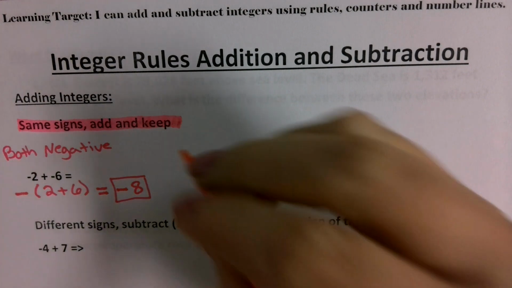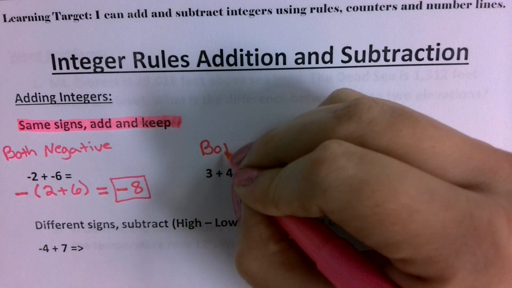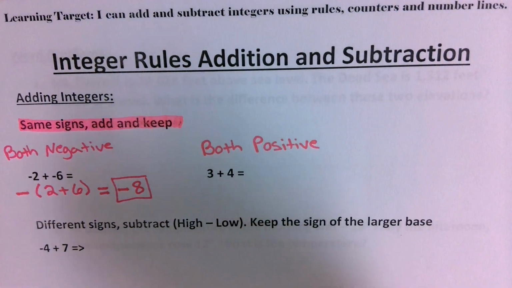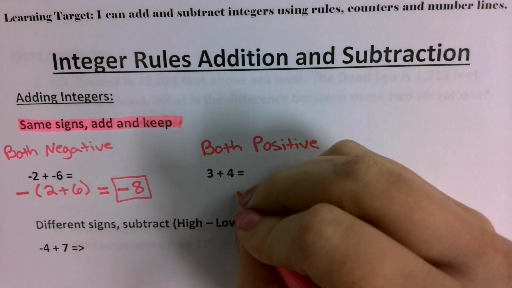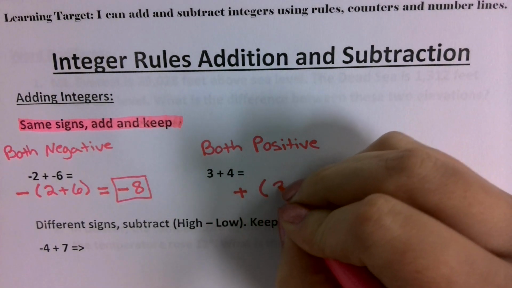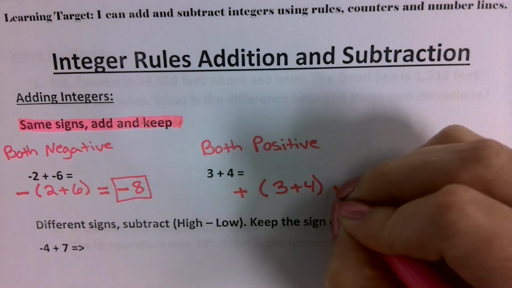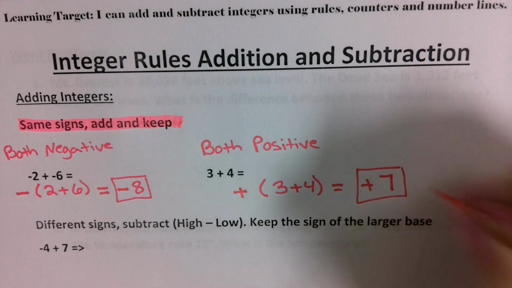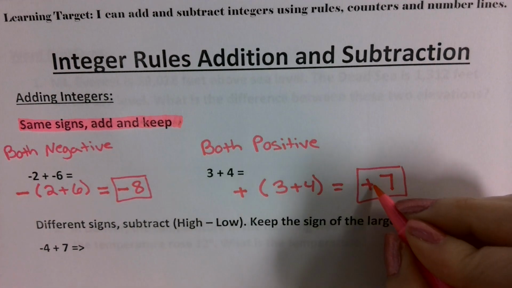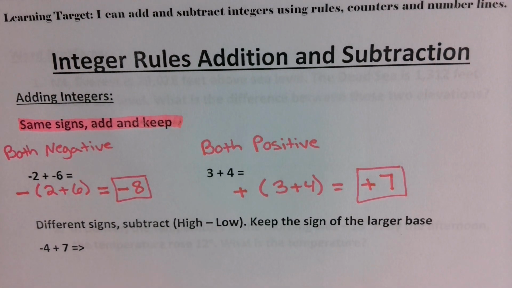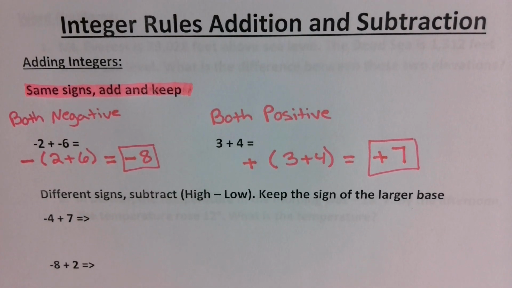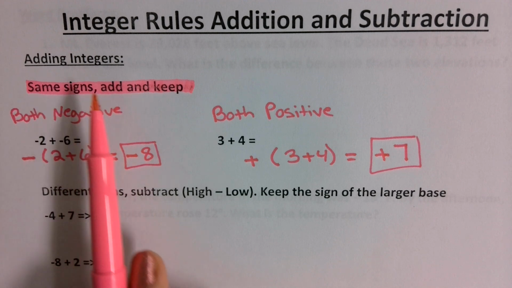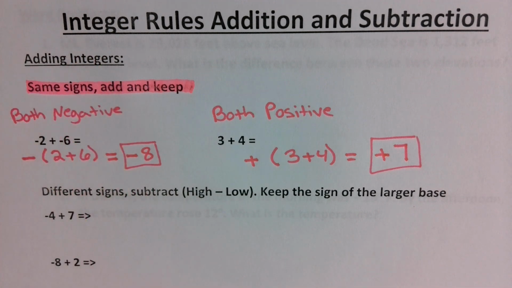Same thing if they were both positive. So in this situation, both of these happen to be positive. So we know that we have a positive value, and we're just going to focus on combining the 3 and the 4 together to get ourselves a positive 7. Now, I don't have to write the positive sign in front of the 7. I'm just showing that to you for all intents and purposes. Okay, that's what you do if they happen to be the same sign and it's an addition problem.